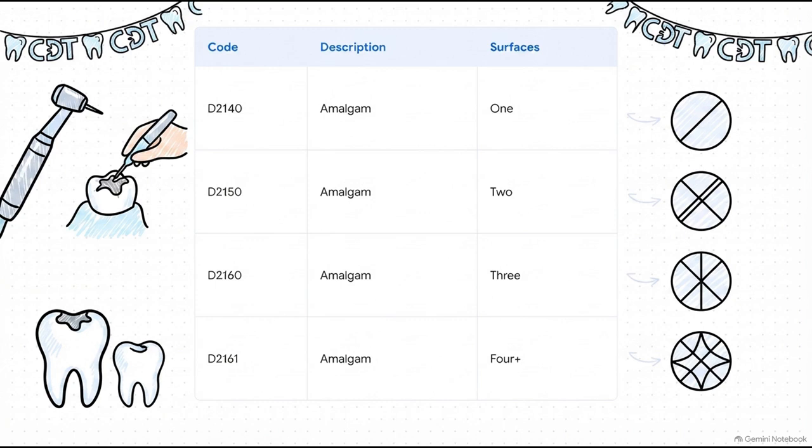Now, what's incredibly important to remember about this specific amalgam block is that these codes apply universally across patient age and tooth type. It doesn't matter if you're coding for an adult or a child, or whether the filling goes on a primary baby tooth or a permanent adult tooth. You use this exact same set of codes. The material and the surface count are the only things driving the code selection here.